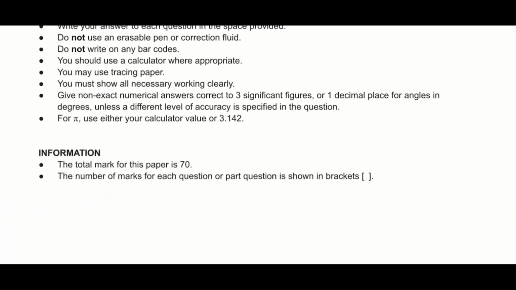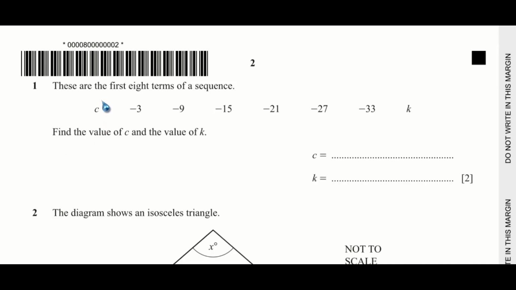Let's jump into the first question. These are the first 8 terms of a sequence: C, minus 3, minus 9, minus 15, minus 21, minus 27, minus 33, and K. Find the value of C and the value of K.